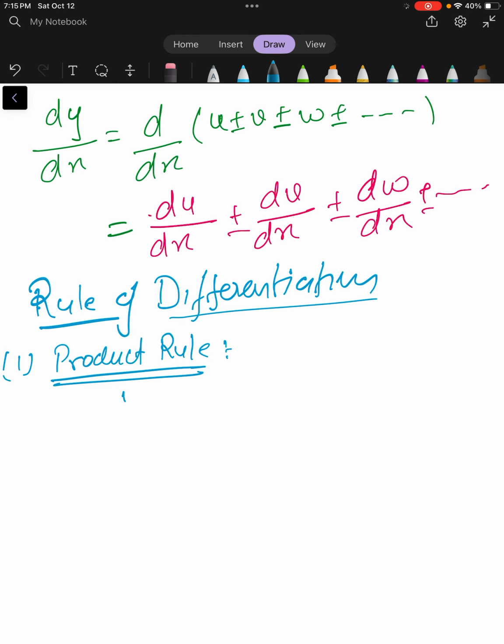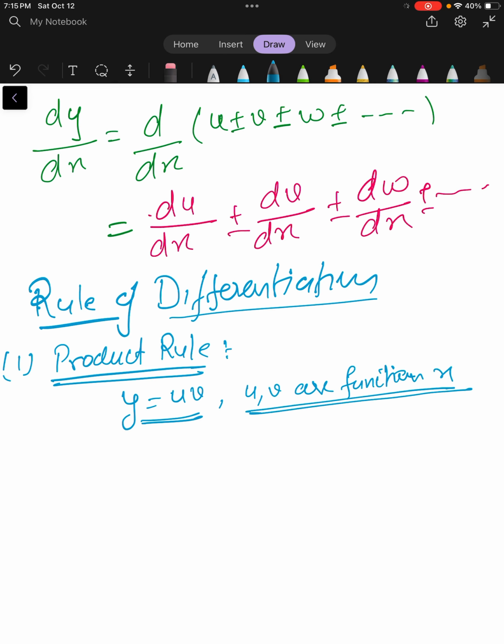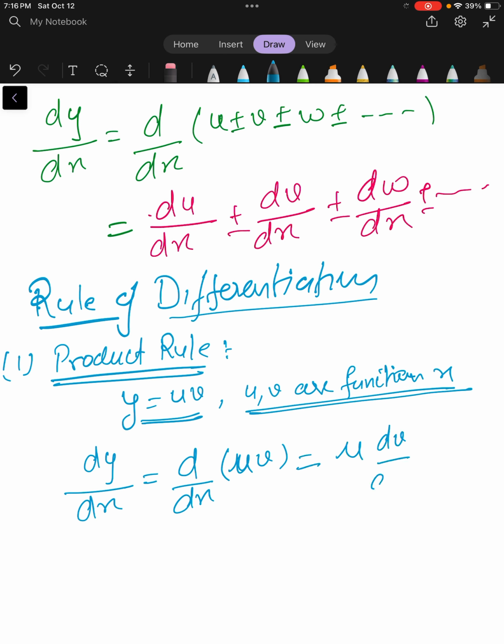Product rule is, I have a function y is equal to u and v. These are the two functions, where u and v are functions of x. We have to find the derivative of this one. So dy upon dx is equal to d upon dx of u and v. First we'll take u as common, the derivative of v upon dx. Then we will take v as common, du upon dx.